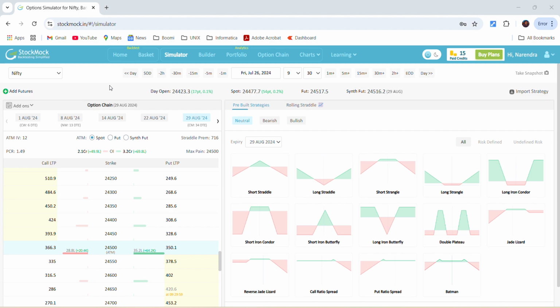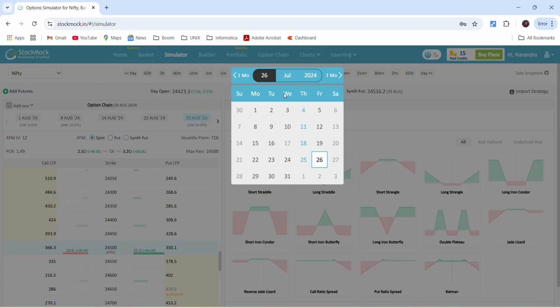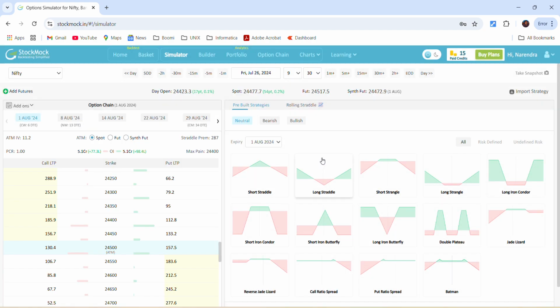Okay, let's quickly discuss short straddle. We'll learn about this straddle while walking through an example. For that, I have taken the August month expiry, and we will be entering the straddle on the first day of that expiry, July 26th at 9:30 a.m.